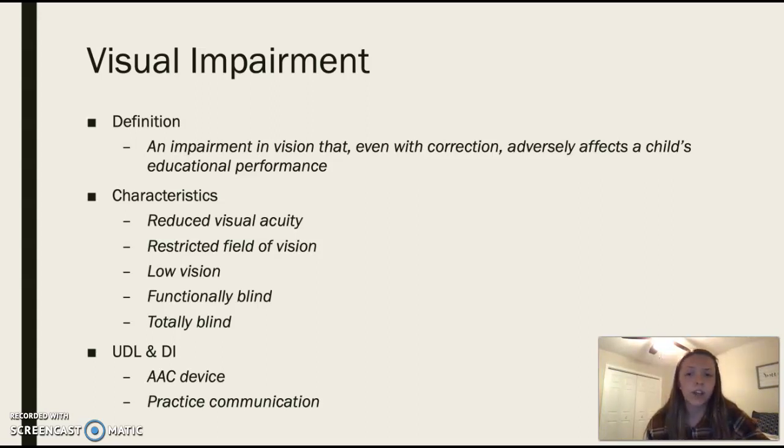Your low vision, you still have a little bit of that sense of vision. Functionally blind, they rely mostly on Braille, but do have ability to see a little bit. And then there is totally blind, where that is not a sense that they have, and they have to rely more on touch, hearing, the senses like that. So helping them would be providing an AAC device, being able to talk to them through that. Siri is very, very useful nowadays. And then practicing that communication, because they are lacking a sense, to be able to help them build up their other ones.